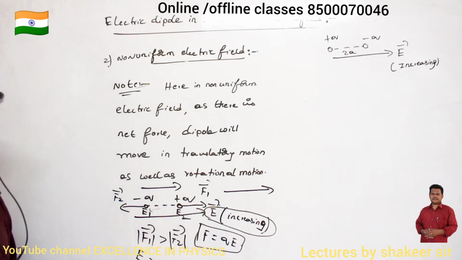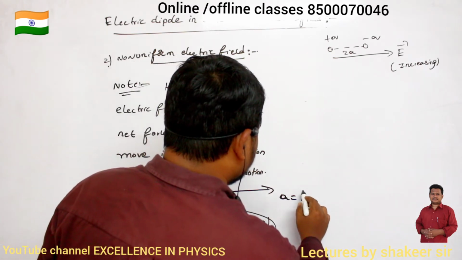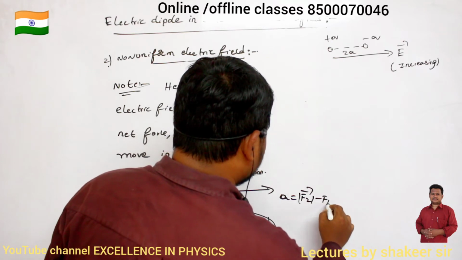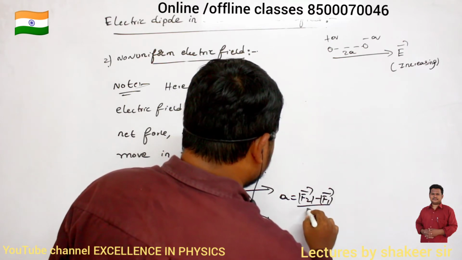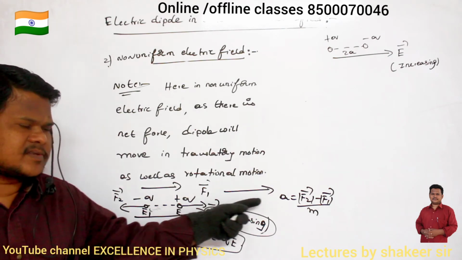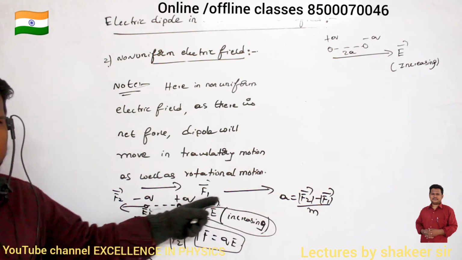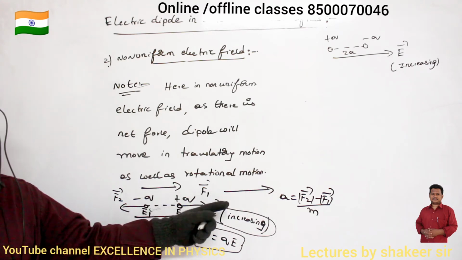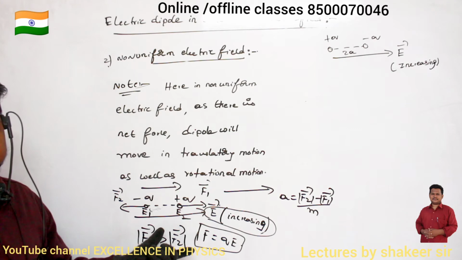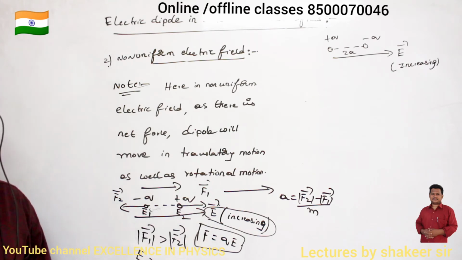With how much acceleration will it accelerate? A is equal to F2 dash minus F1 dash divided by M. With this much acceleration, the dipole will accelerate in this direction. Will it rotate? It will not rotate. Why will it not rotate? Because a torque is not produced here. Forces are parallel to the direction of electric field, no? Rotation is not possible. Clear?